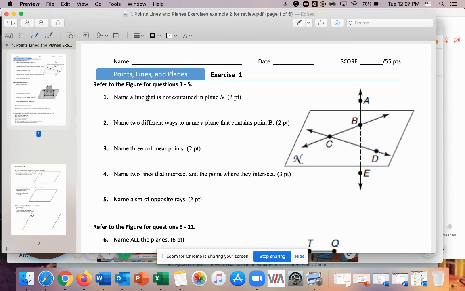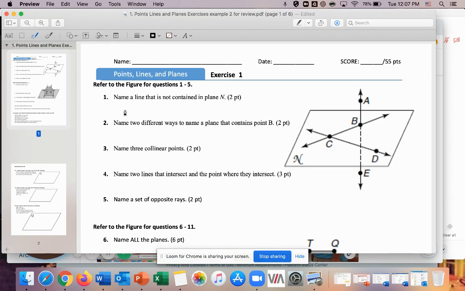So name a line that is not contained in plane N. Plane N we know is this whole big rectangle, this parallelogram. So name a line that's not in it. That would actually be AE. Remember, lines can be named by 2 letters on the line. So you could call this line AB, AE, EB, BE, BA. You can name it whatever combination you want of 2 points on here.